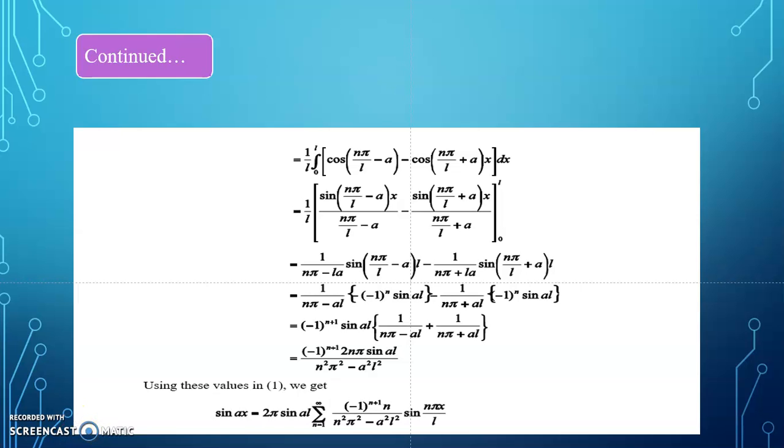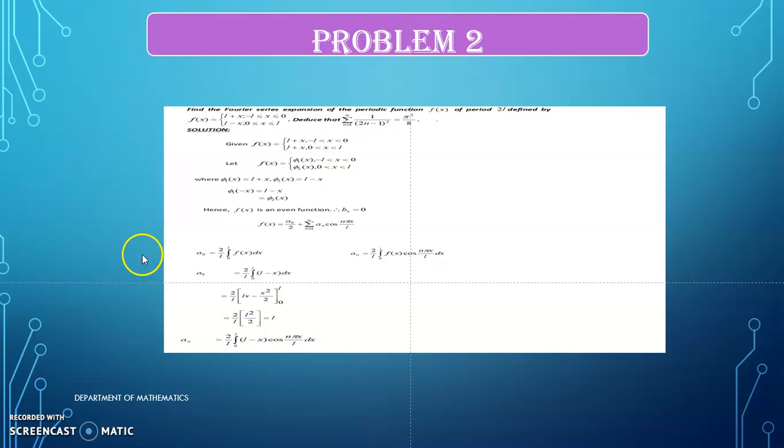Next we go to the next problem. Find the Fourier series expansion of f of x of period 2L defined by f of x is equal to L plus x in the interval minus L less than or equal to x less than or equal to 0, and L minus x in the interval 0 less than or equal to x less than or equal to L. Deduce that summation n is equal to 1 to infinity of 1 by (2n minus 1) the whole square is equal to pi square by 8. This is the deduction part.